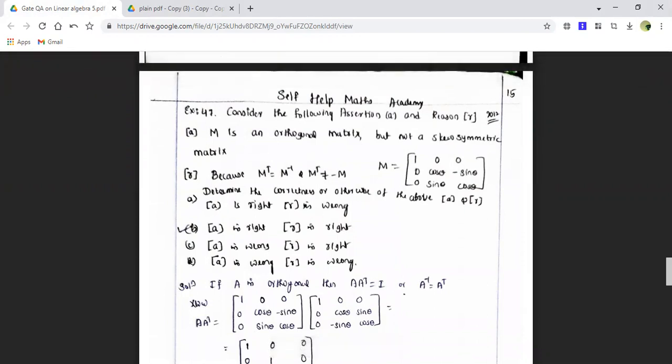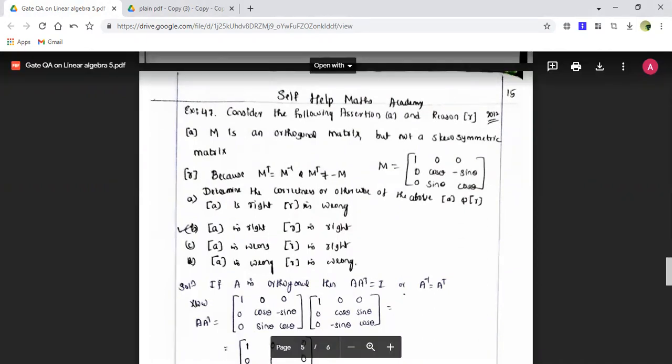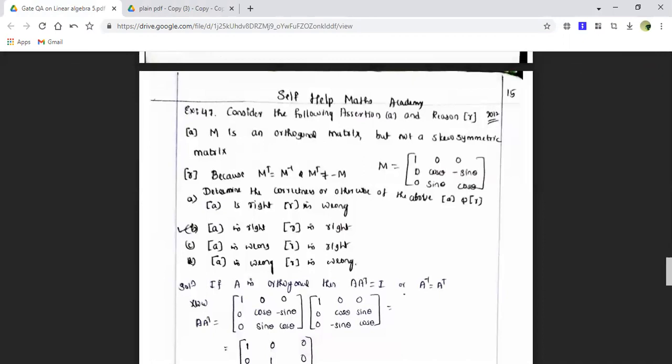The assertion is: M is an orthogonal matrix, but not a skew symmetric matrix. And R is: because M transpose is equal to M inverse and M transpose is not equal to -M, where M is given by this particular matrix. Okay, so this is the given thing.